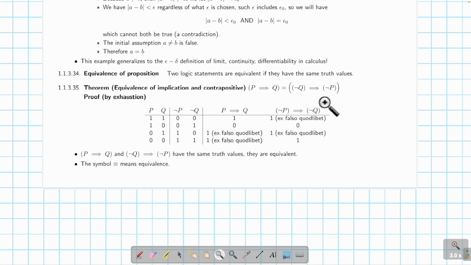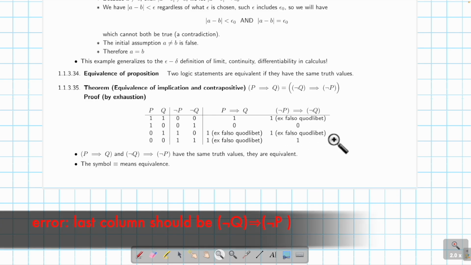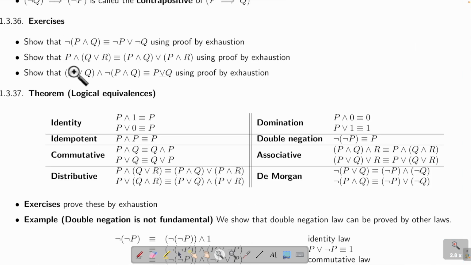What is this? This is the contrapositive. We talked about it yesterday, and they are the same. Why? Because they have the same logic value. Practice: solve this equal to this by proof of exhaustion. That means you try all the 0 and 1. So this will work. And then now you can do the same thing here and here. This is just an exercise. Please try it in your spare time.